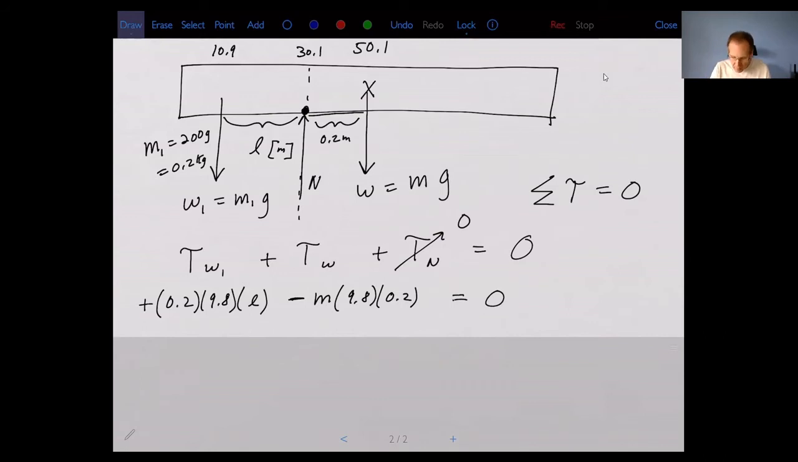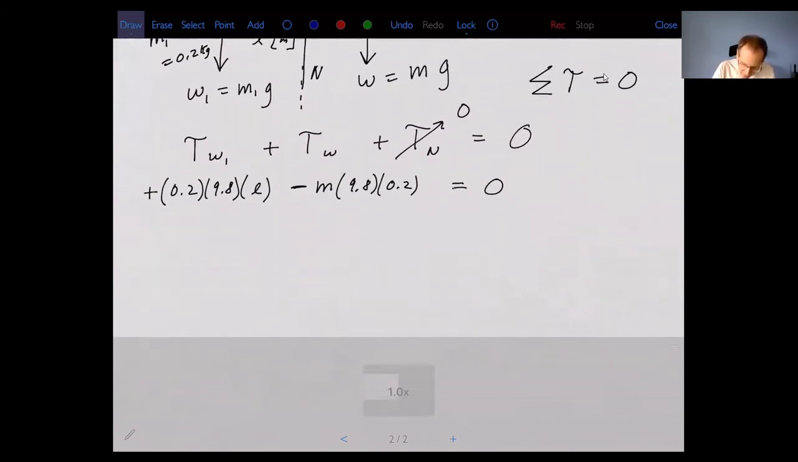All right, so remember, you guys are going to know what L is. You have to compute L, so you can plug in L. Again, make sure it's in meters. And then once you have that, your only unknown for that equation will be M, so you can solve for M.